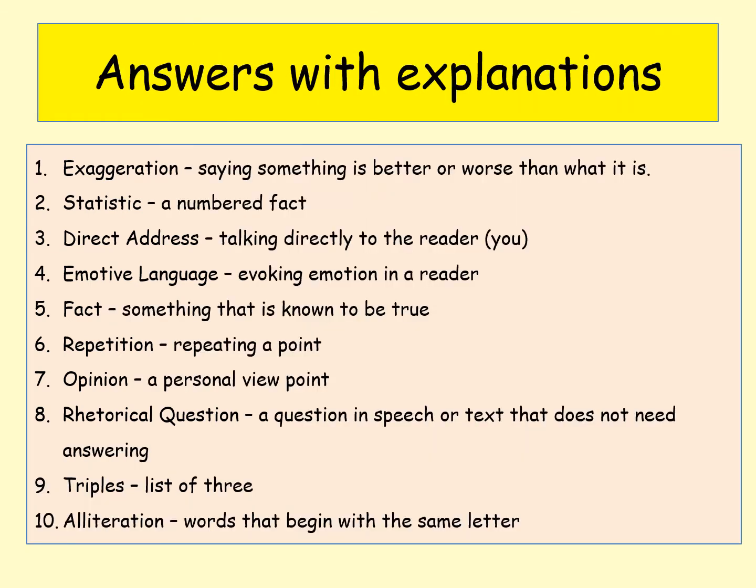So if you just have a look at the answers here, exaggeration is where you say something is better or worse than what it actually is. So you may well want to kind of really exaggerate how bad your holiday experience was. A statistic is a numbered fact. Directly addressing is when you talk to the reader directly, so you use a word like you. Emotive language is when you try and really talk about the emotions. So if, for example, you've had a really bad holiday experience, you might talk about the emotional toll it's had on you. You might talk about how maybe you had children with you who'd been looking forward to this holiday for weeks, and about how they've been crying and are devastated.